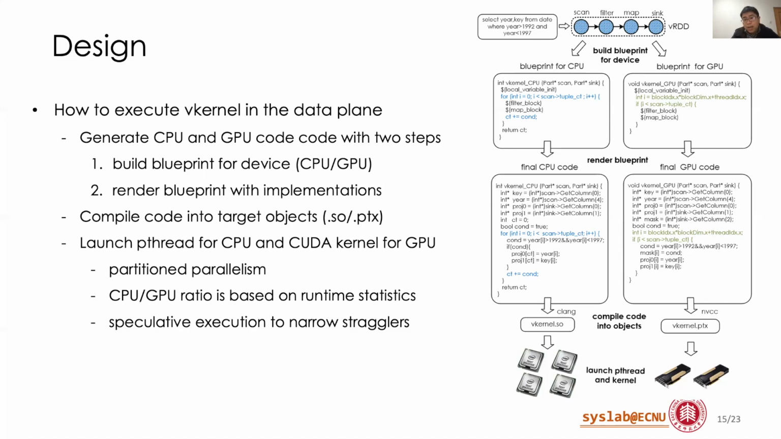Local partitions are assigned to CPU and GPU based on partitioned parallelism, and the vKernel sets the GPU-CPU ratio based on runtime statistics and employs speculative execution to narrow the impact of scheduling errors, which lead to stragglers that delay the whole vKernel from returning.